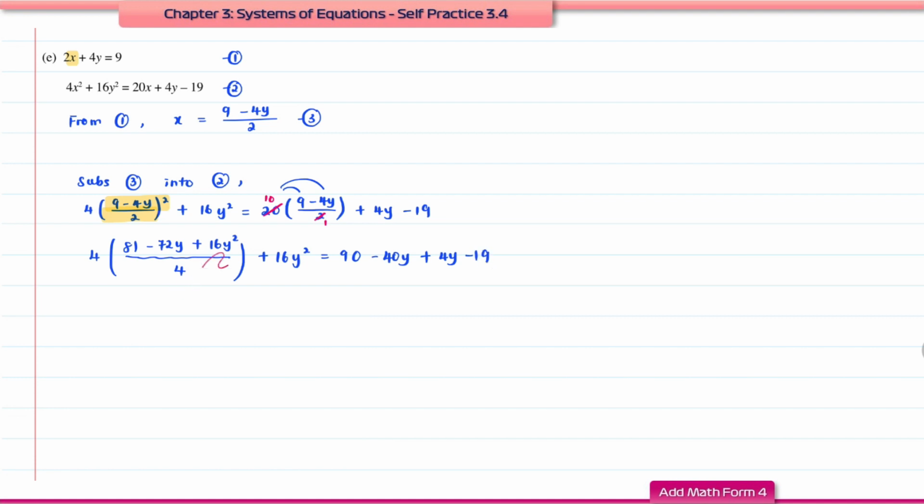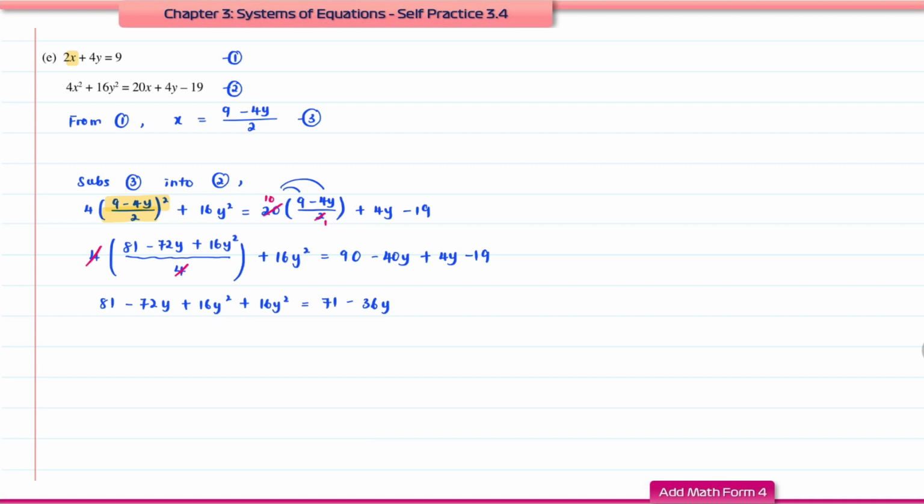Alright. So next we come to this part. So this one we can also simplify it. So therefore you're going to get, so just get all this thing out of the bracket first. So when 90 minus this 19, you will get 71. And negative 40y plus 4y is negative 36y.